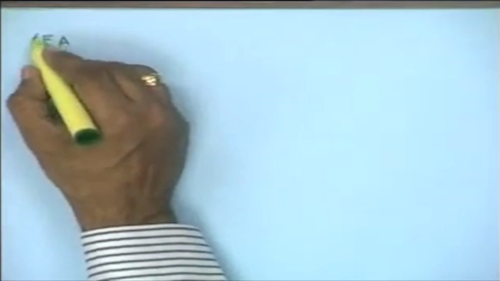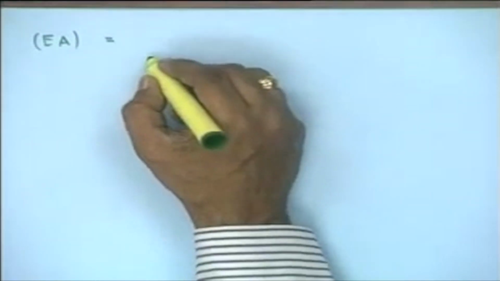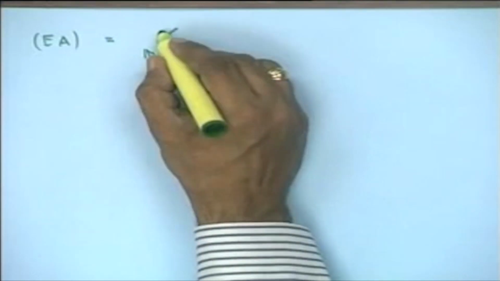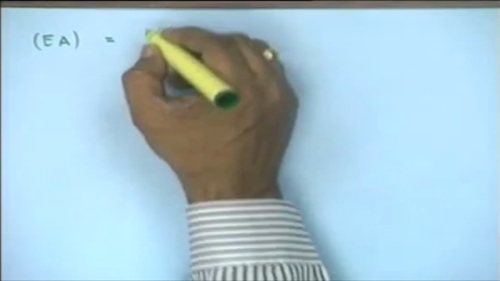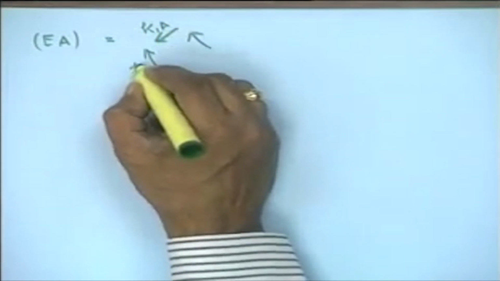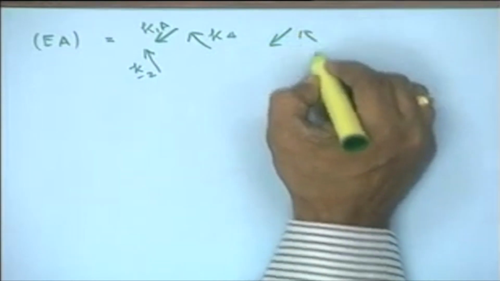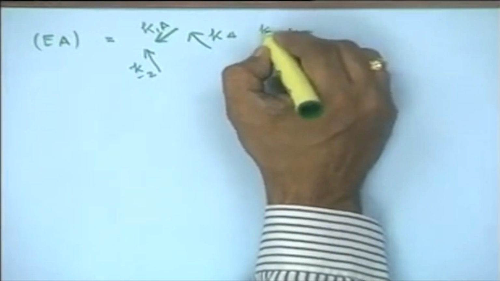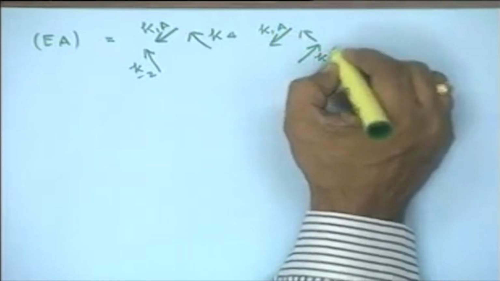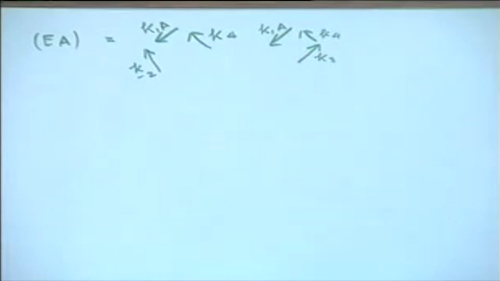The concentration of EA will be given here. If you notice, it will be formed only by 2 patterns, that is K1A, K minus 2 and K4, and K1A, K3 and K4. These are the only 2 patterns which will lead to synthesis of EA and none other, because in all other patterns there will be no reversible step.